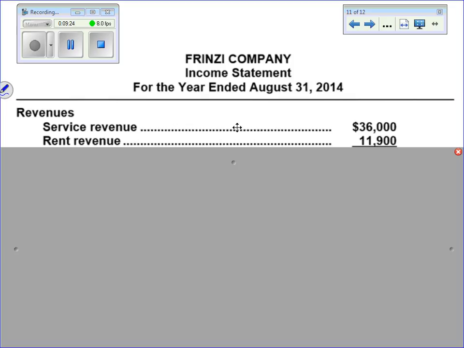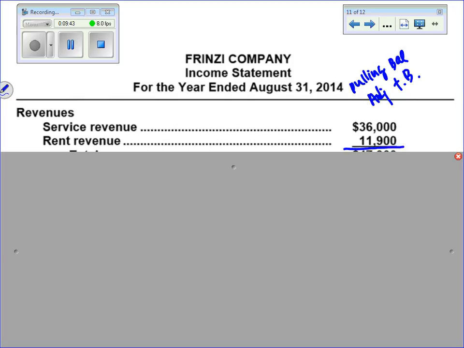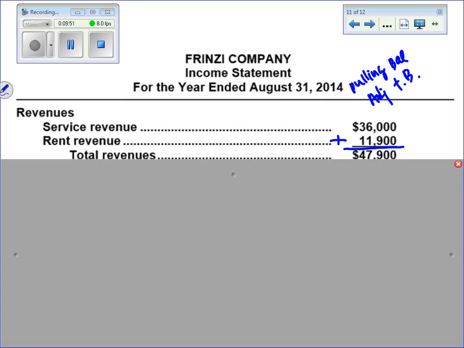Remember, we're pulling balances from the adjusted trial balance. I see a line right there. Why? There's math above. Are we adding or subtracting that 11,900? We are going to add that for what's called total revenue. I guess in my world, I'd put that 47,900 right here in the right column. My answer key shows the left column, but whatever.